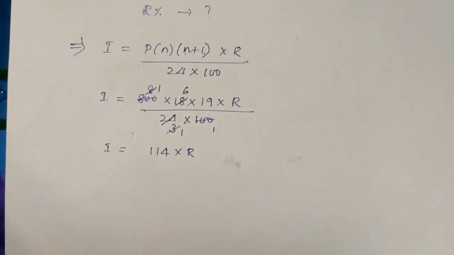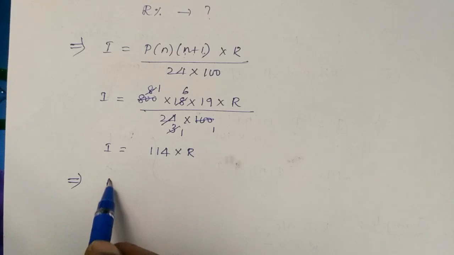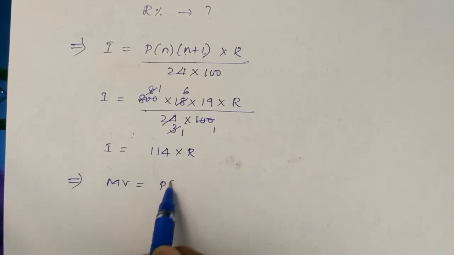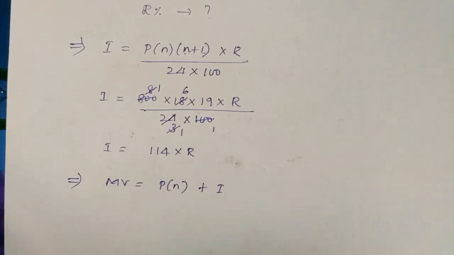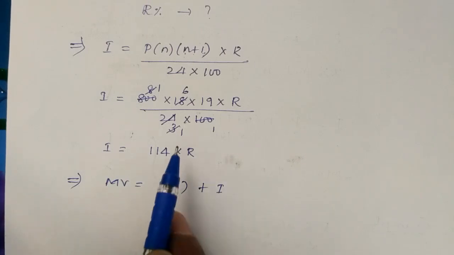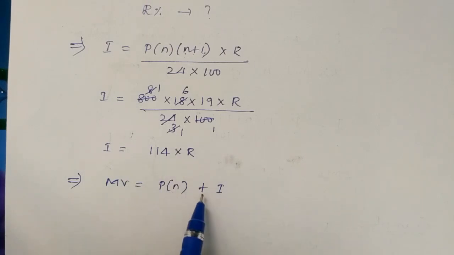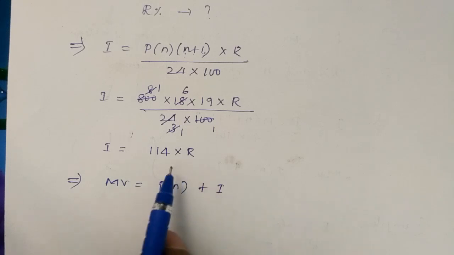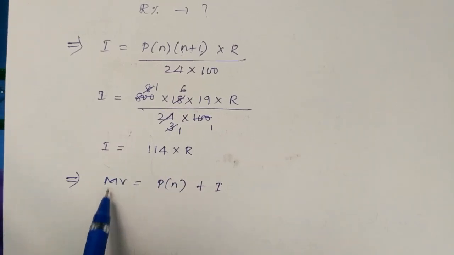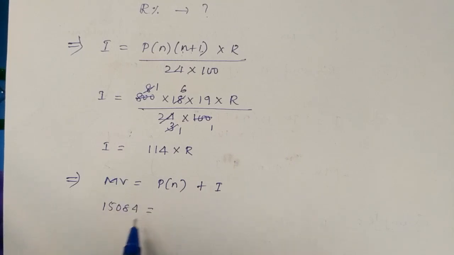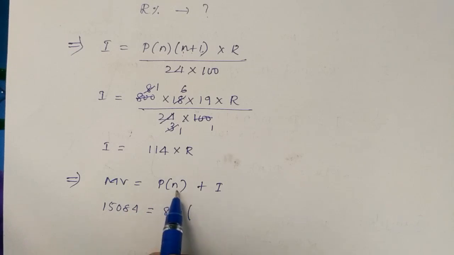Stop there only. Let us move on to the second formula, which is MV is equal to P into N plus I. Maturity value is P into N, which is our credit, how much we are credited in 18 months, plus I, the interest the bank is giving. What is the maturity value? 15,084, already given in the question. P is 800, we are paying every month, into how many months? 18 months. Plus I.